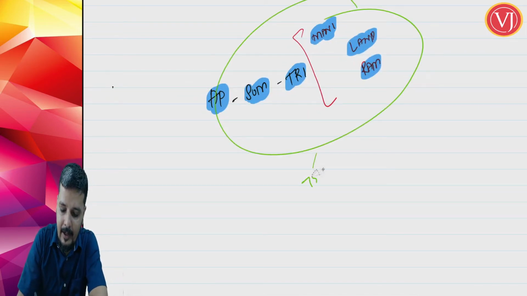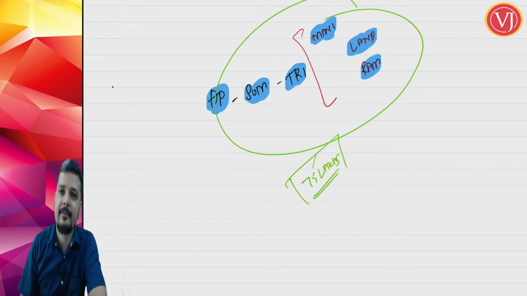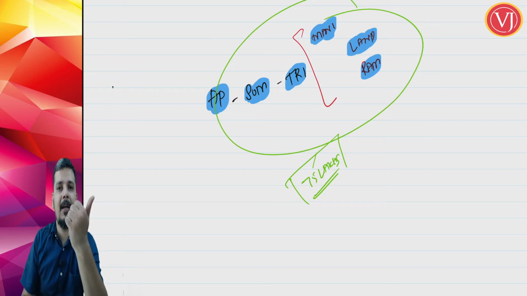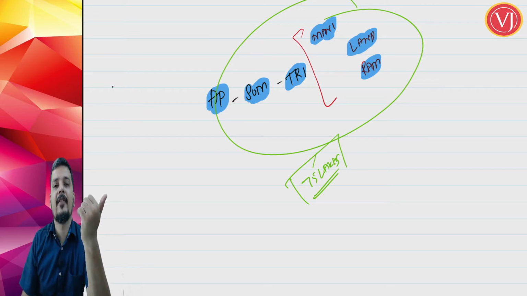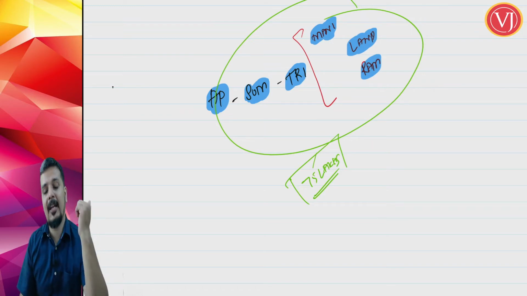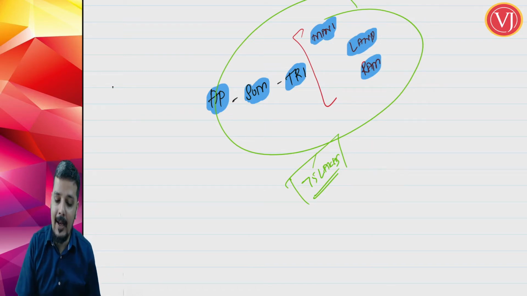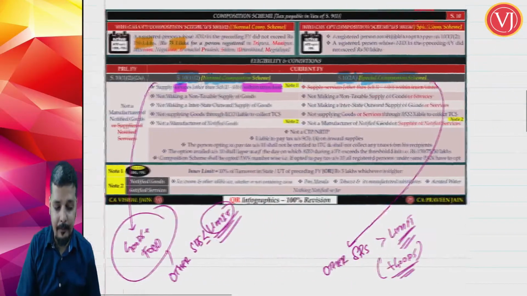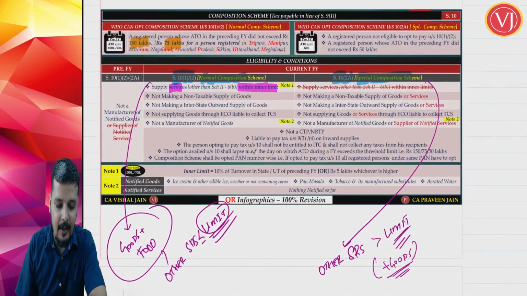It is 75 lakhs. What are these states? AP, Apni politics, Arunachal Pradesh. Summary, SUM: Sikkim, Uttarakhand, and Meghalaya. Tripura. Money, Manipur. Land, Nagaland. Ram, Mizoram. Right? That is a very simple way to understand this particular point.